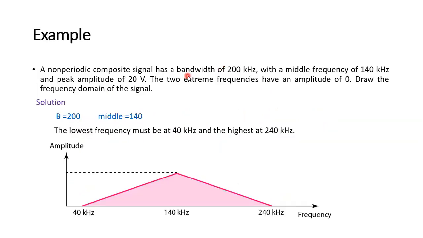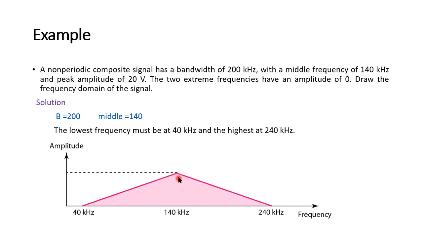So this is another example. A non-periodic composite signal has a bandwidth of 200 kilohertz with a middle frequency of 140 kilohertz and a peak amplitude of 20 volt. The two extreme frequencies have an amplitude of 0. Draw the frequency domain of the signal. Okay, here the bandwidth is given. Bandwidth is here 200 and middle is here 140. Okay, so the middle is 140.